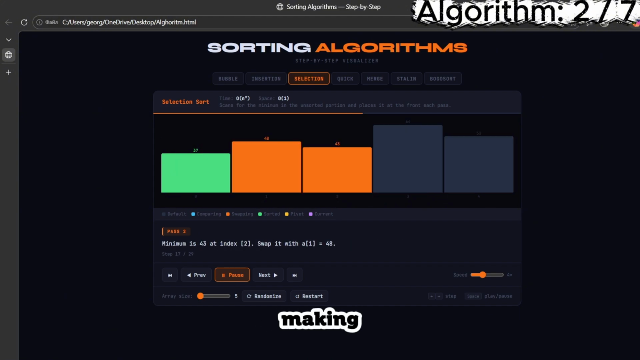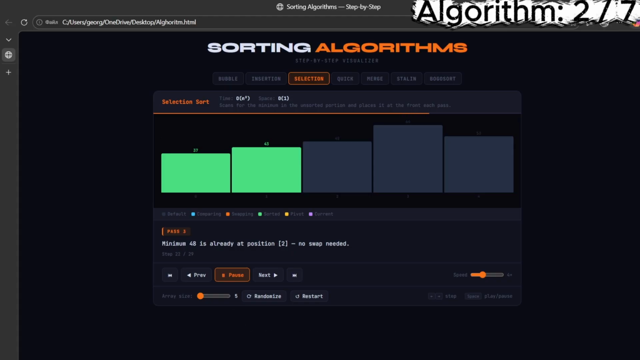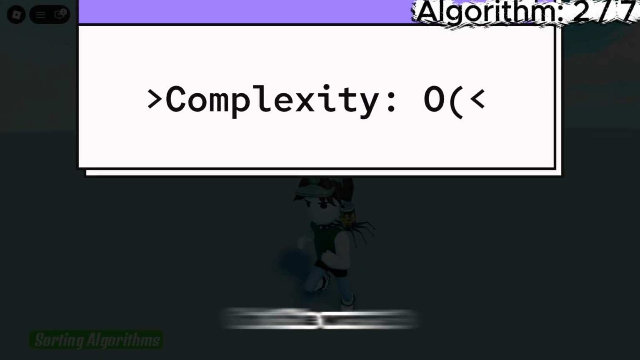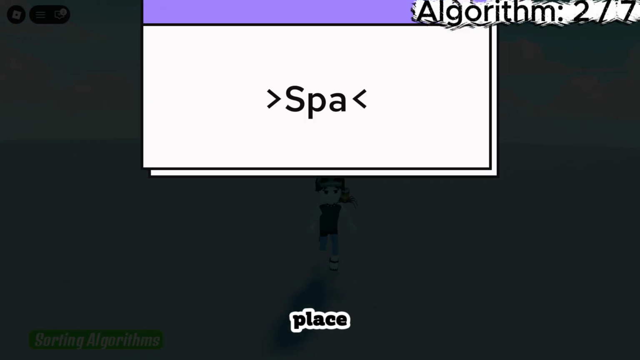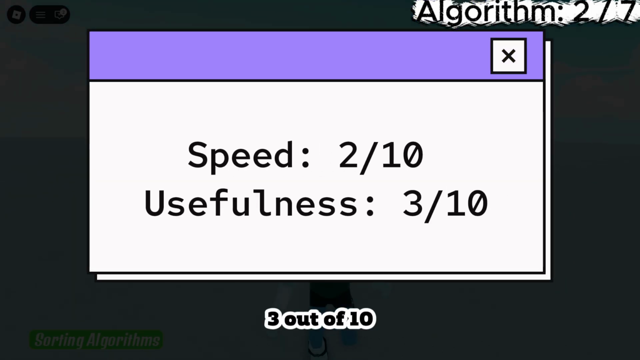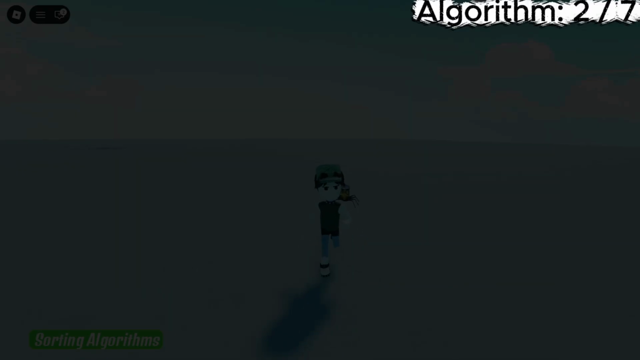You're always making exactly n swaps total, much fewer than bubble sort, but you're still scanning the whole unsorted half each time. Same as bubble sort in the worst case, fully in place. So my verdict: speed 2 out of 10, usefulness 3 out of 10. Fewer swaps than bubble sort, which matters if moving data is expensive, but in most real situations, still too slow.